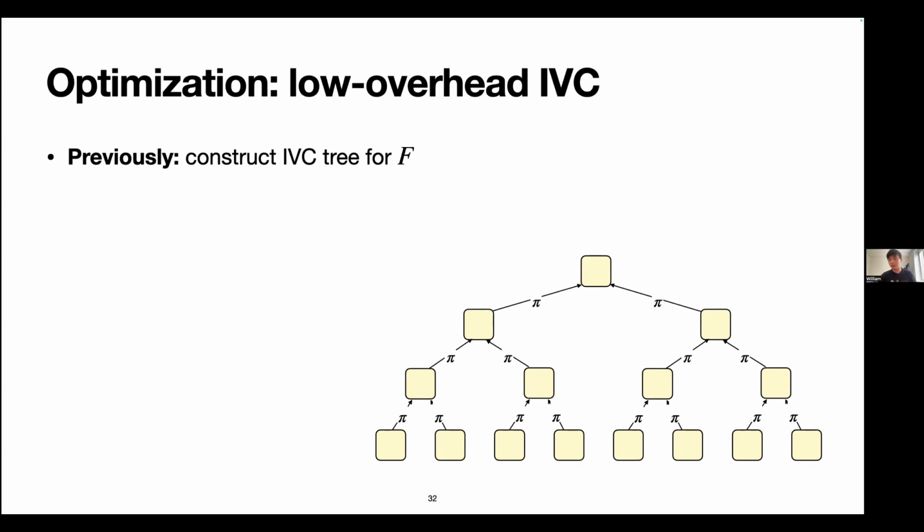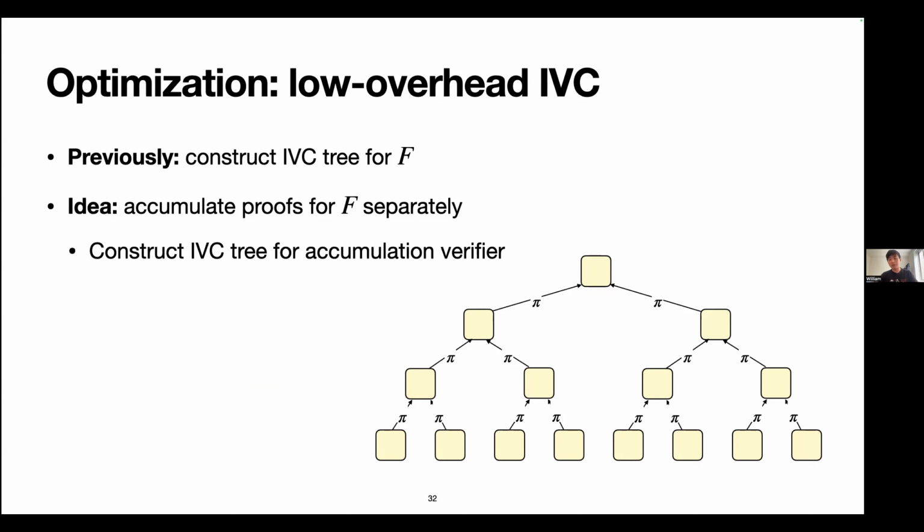And so the idea is, okay, let's actually just accumulate the proofs for f separately. And we'll use our IVC tree not to verify f, but to actually just verify the accumulation verifier. Okay, that's a very rough intuition, but this is the idea of what we want to do. And the point is that you can get significant savings, like a factor of m, essentially because this technique eliminates the wasted proving of f. Cool. And of course, you can just see the paper for the details for all of the optimizations as well.